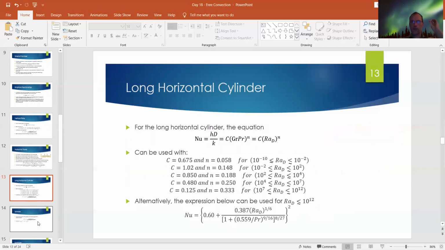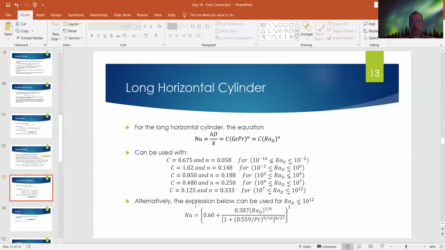Next up is cylinders. So long horizontal cylinders, again, have an equation of the form C times Rayleigh number to the n power. Again, here, the Rayleigh number is based on diameter. And then again, like the cylinder case for forced convection, there are a lot of different ranges of Rayleigh number with a lot of different values for C and n. So again, just find the Rayleigh number, find the right range, find the right value of C and n, plug it in there, and there's your Nusselt number. Then you can find your h, because the Nusselt number is h times D over k. So that, again, is one option.